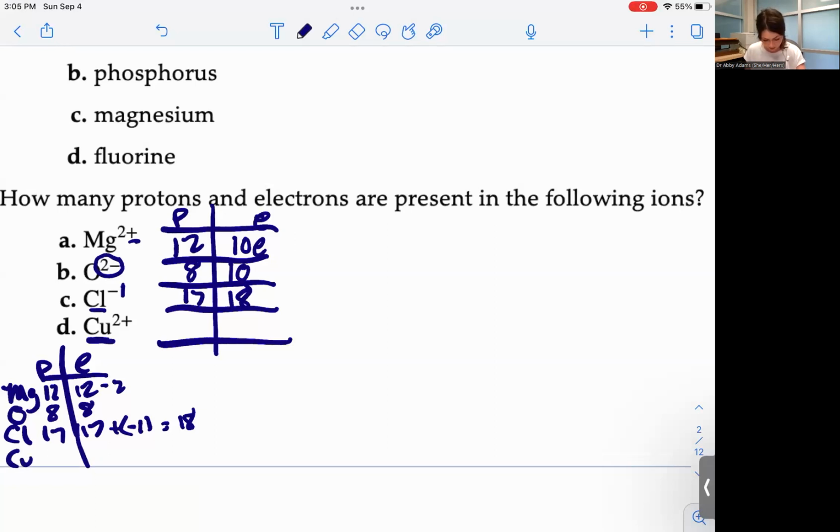Copper, you're going to have 29 and 29, but you have a positive charge, so you lost 2 electrons. You're going to subtract 2, so that's going to give you 27 electrons, and you're going to have 29 protons. So you have more protons, so you're positive. Like with chlorine, you have more electrons, you're negative. With oxygen, you have more of a negative charge, so more electrons. With magnesium, you have more positive charge, so more protons. So it makes sense.